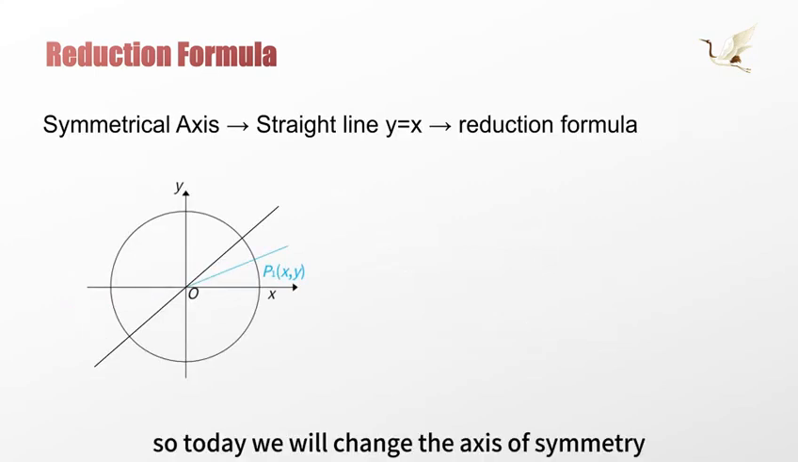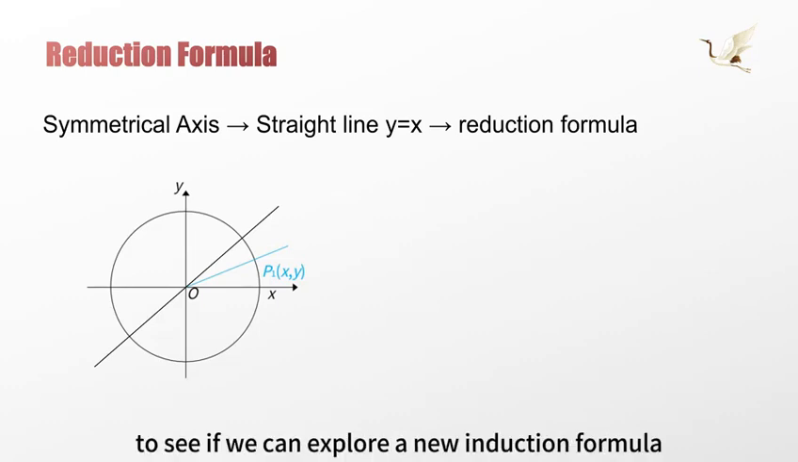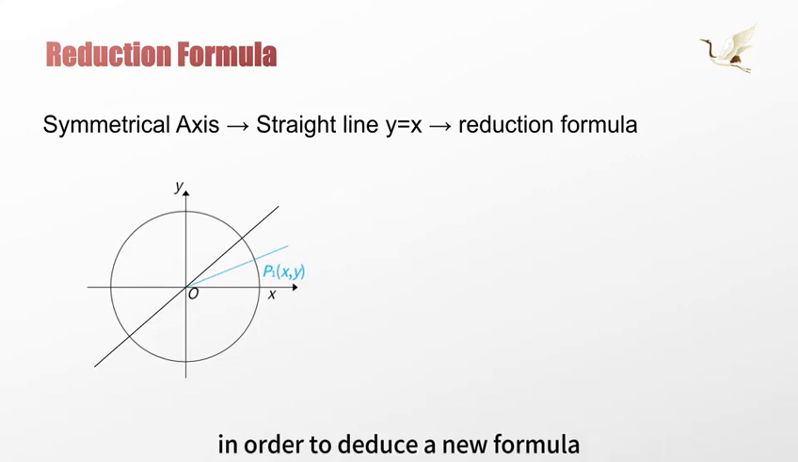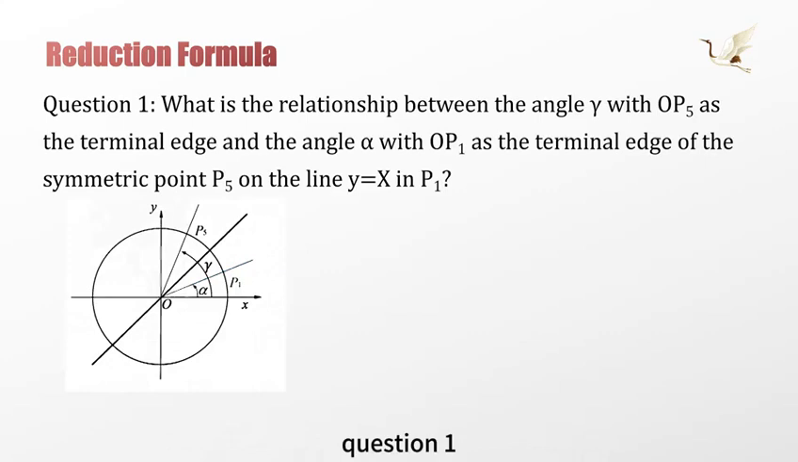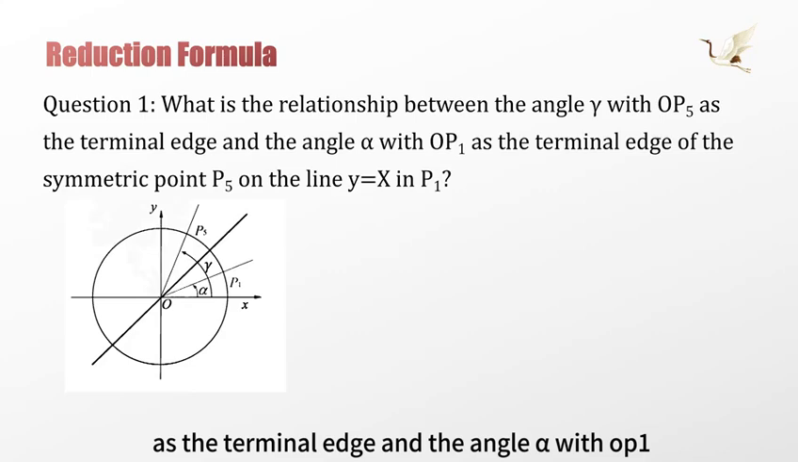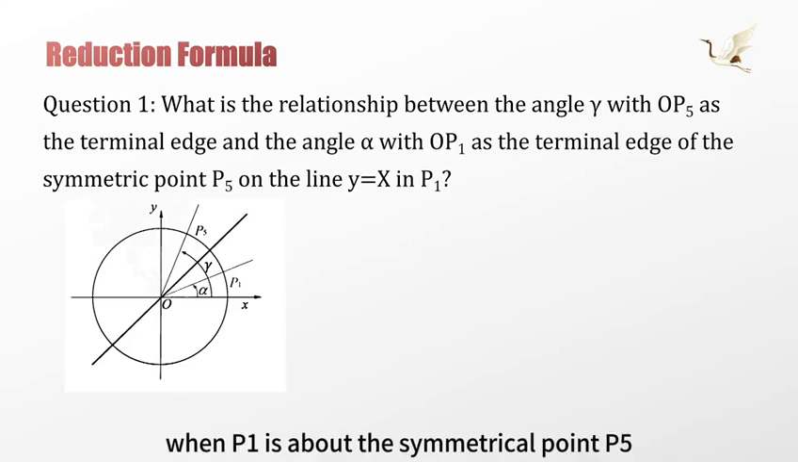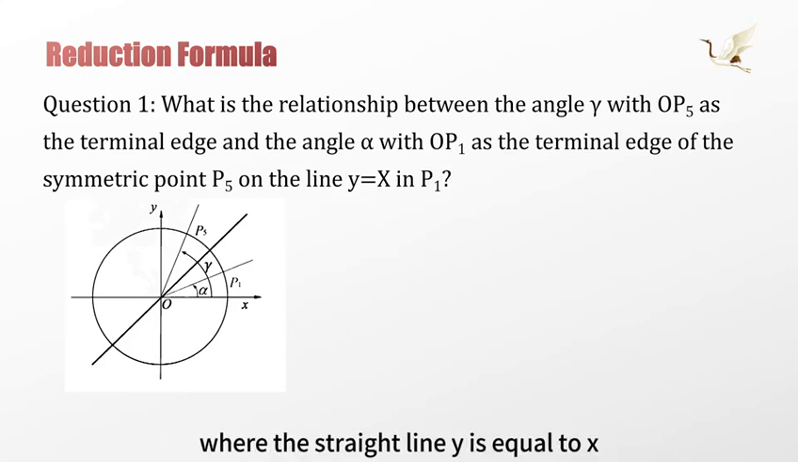So today we will change the axis of symmetry into the straight line y equals x, and then use its symmetry to see if we can explore a new induction formula. In order to deduce a new formula, let's first consider question 1. What is the relationship between the angle gamma with OP5 as the terminal side and the angle alpha with OP1 as the terminal side, when P5 is the point symmetrical to P1 about the straight line y equals x?